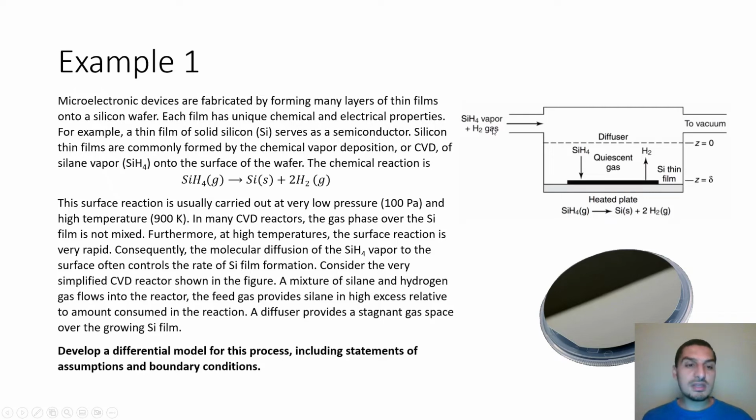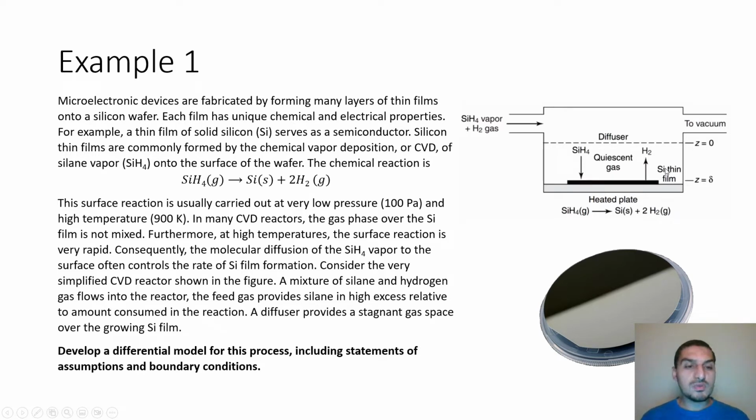So in this case, we have a reaction that we see in here, which is the reaction of silicon hydride on the surface of silicon to produce silicon and hydrogen gas, and this silicon is the solid that's depositing on the surface of the silicon wafer. So this is the reaction that takes place. And we have this process called chemical vapor deposition, as we see here.